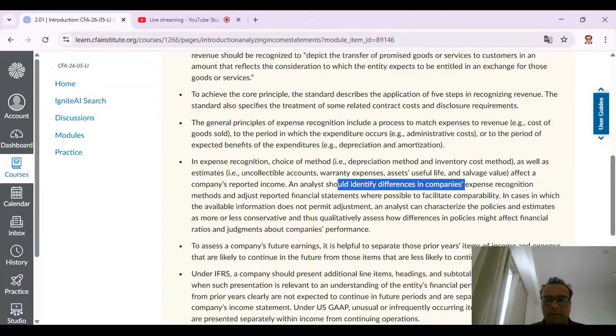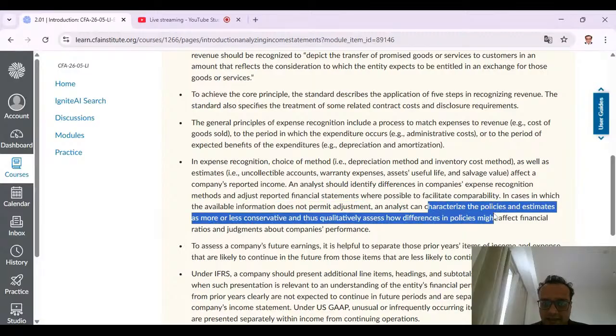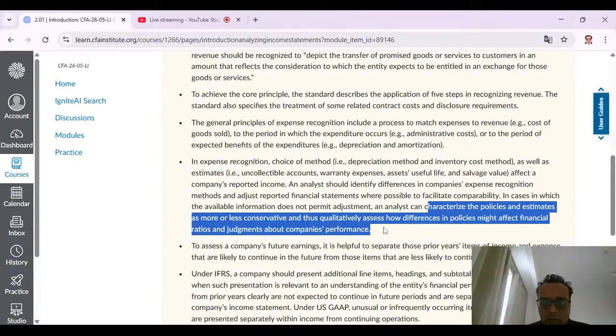Because if you want to compare across several companies, you need to see whether companies are following different approaches, and if you want to bring in consistency, you can adjust the amounts to that extent for your analysis. In cases where the available information does not permit adjustment, an analyst shall characterize policies and estimates as more or less conservative and thus qualitatively assess how differences in policies might affect financial ratios and judgments about the company's performance.